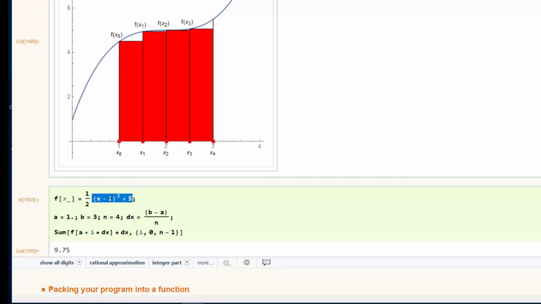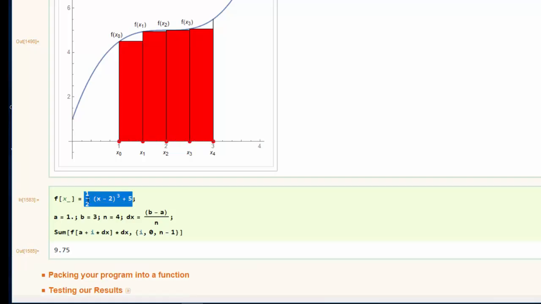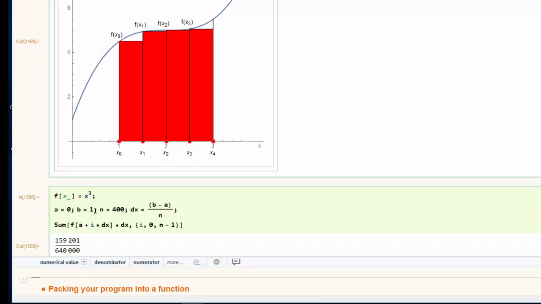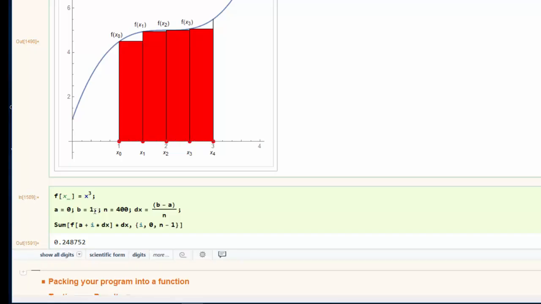Now that I have my code written and everything working, well, now I can just modify things. So now if I had a different function, let's say I wanted to integrate x cubed from a equals 0 to 1, and I wanted to use 400 intervals. Now I could just modify those values and run the cell, and I get some new value. Once again, decimal in to get a decimal value out. All right, so now I've done my first programming of the left sum technique.